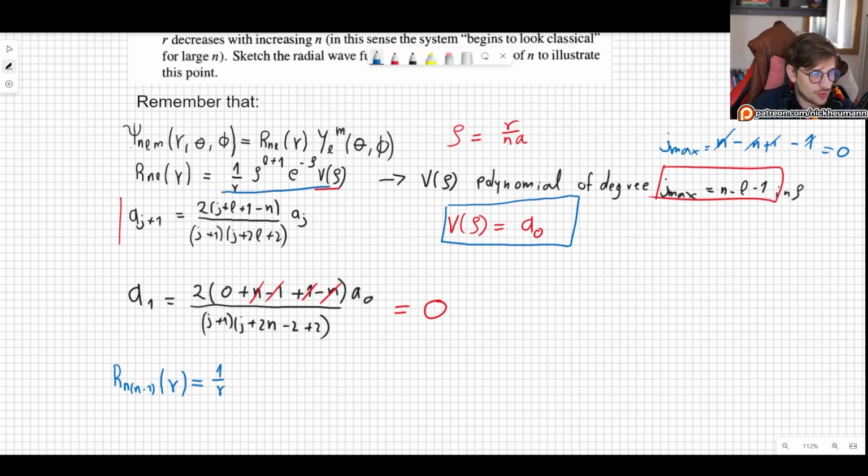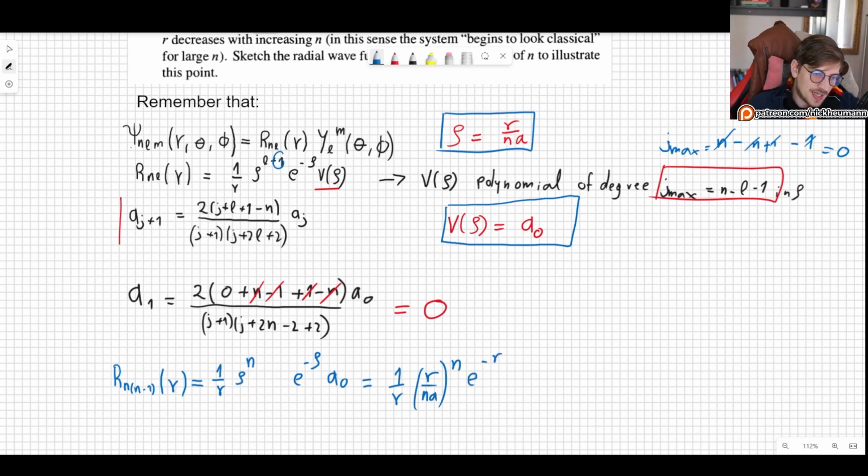Anyways, so this is 1 over r. I'm simply going through this formula right here. Now rho to the L, but what is L? It is n-1 and plus 1, because there was a plus 1 right here. And e to the minus rho, and now our polynomial, which is simply A0. Now, let's use the fact that rho is r over na. So we have 1 over r, and then n minus 1 plus 1, that's simply going to be rho to the n. Now we plug it in, so r over na to the nth power, and then e to the minus r over na and A0.